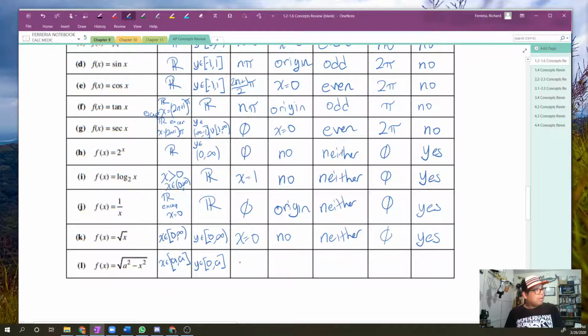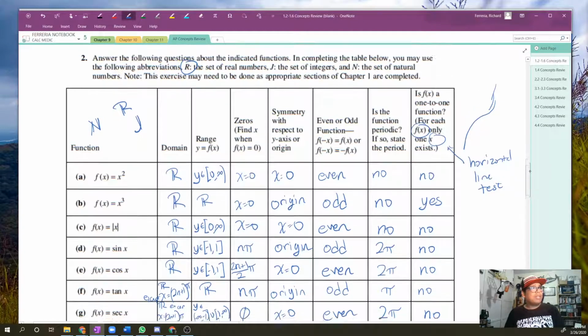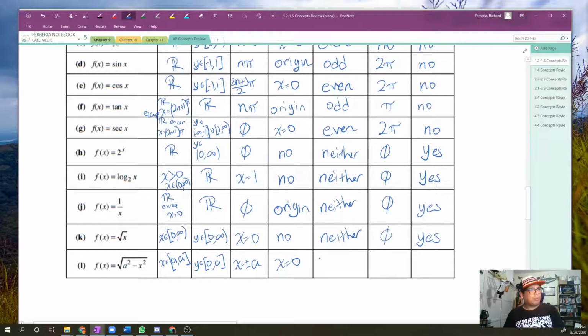Last one here. When is this half circle equal to 0? Well, that happens when x is positive or negative a. Does this have symmetry? Yes, it has symmetry about the y-axis. Does this have a period? Is this odd or even? Neither. Period? None. Is this a one-to-one function? Does it pass the horizontal line test? No, it doesn't. Man, that was a lot of stuff.